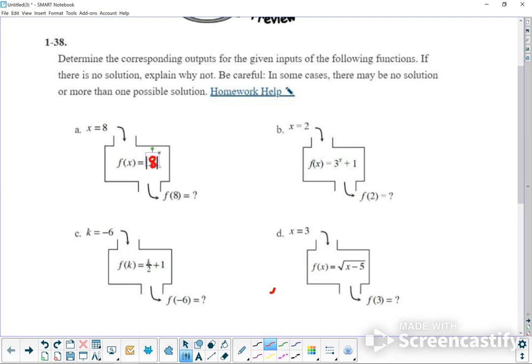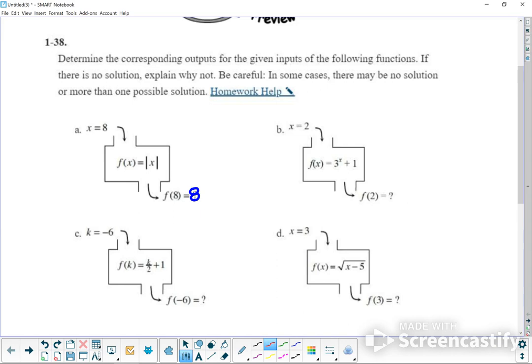Okay, so now you're looking at, what's the absolute value of 8? Right. Absolute value of 8 is just 8. So your answer is just 8. So f of 8 is equal to 8, and that's in function notation using the function machine.